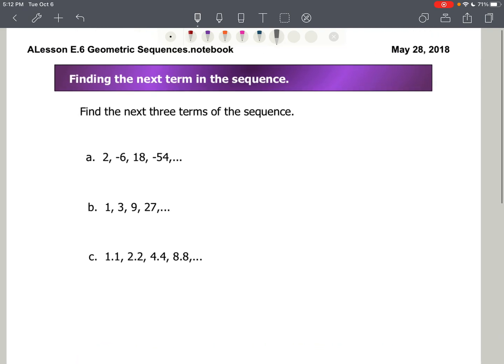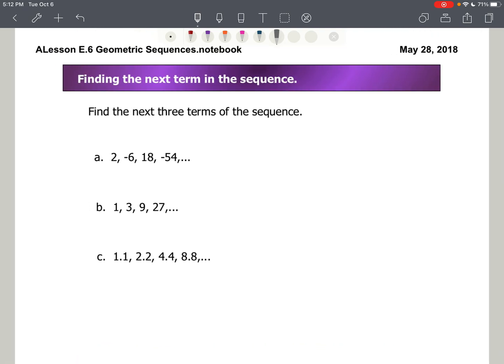Okay, let's find the next three terms of the sequence. So our sequence is 2, -6, 18, -54. We want to find the next three terms in this sequence. So first what we need to do is find the common ratio. So find out the R value.